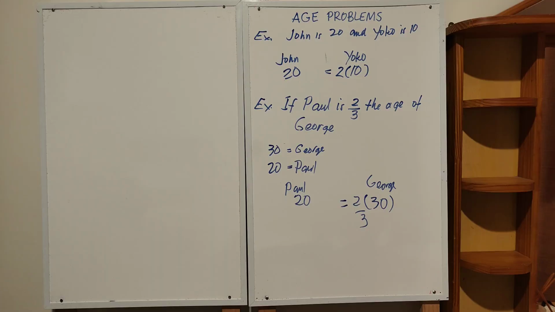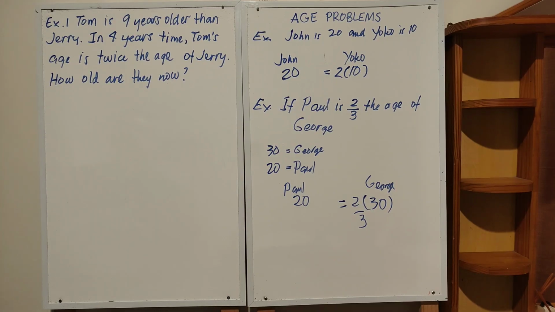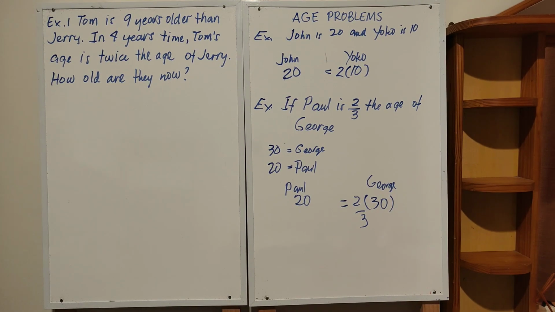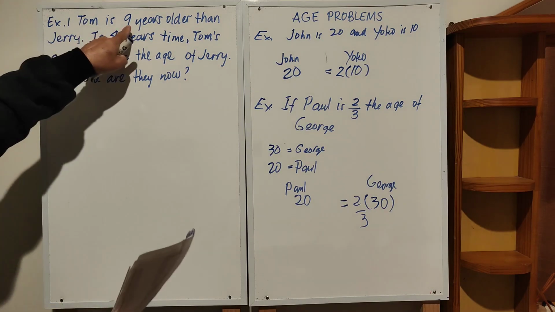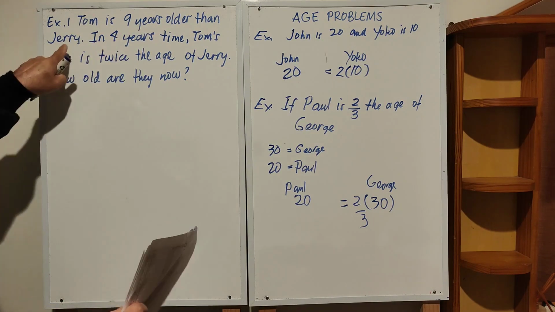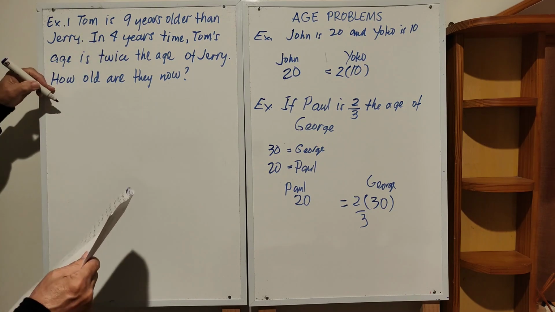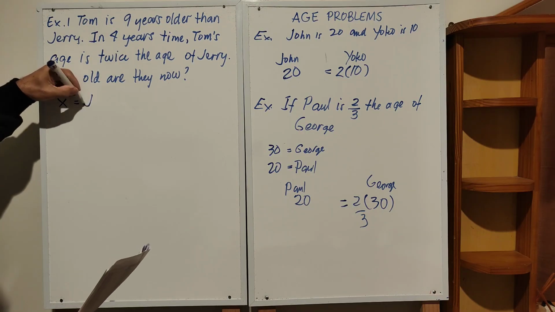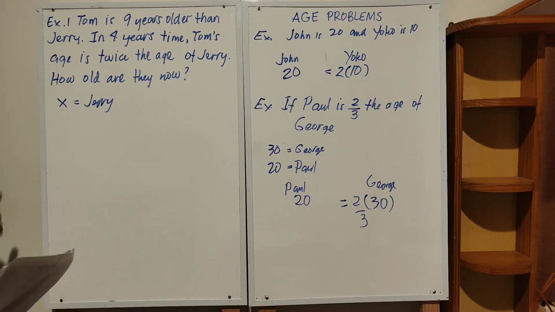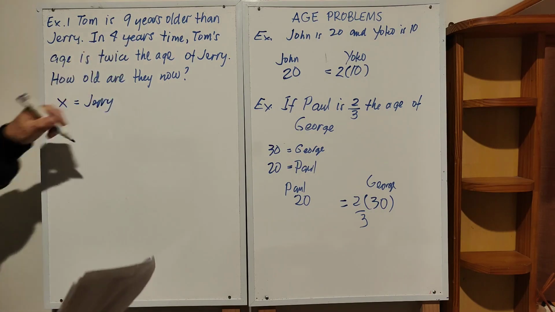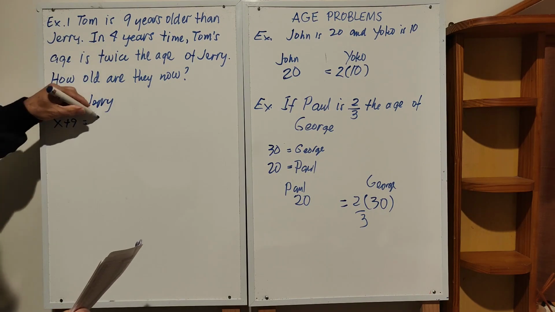So let's do some examples. Tom is 9 years older than Jerry. In 4 years' time, Tom's age will be twice the age of Jerry. How old are they now? So Tom is older, so I want Jerry to be the x, so that it will be plus and not minus. So Jerry would be x. X will be the age of Jerry. So if Jerry is x, Tom is 9 years older, so x plus 9 would be Tom.